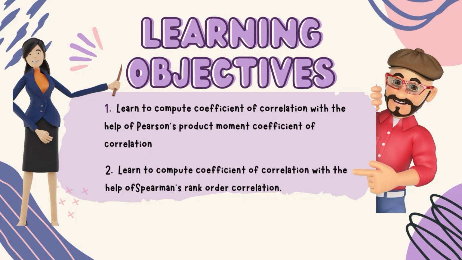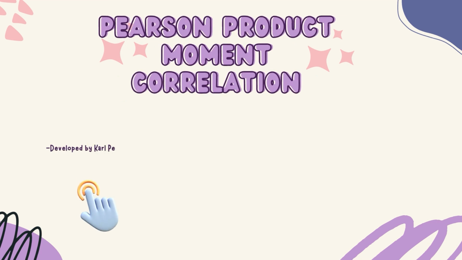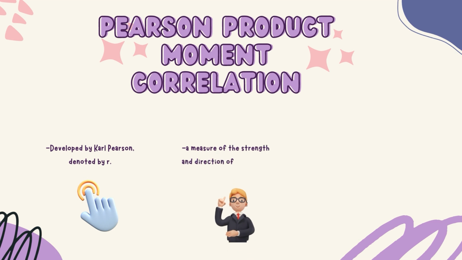Let's start with the Pearson product moment correlation. It was developed by Karl Pearson and is denoted by the small r. It is a measure of the strength and direction of a linear association between two variables. In the last video, we discussed what a linear association is: how a change in one variable relates to a change in the other. That ratio is basically what makes an association linear or non-linear.